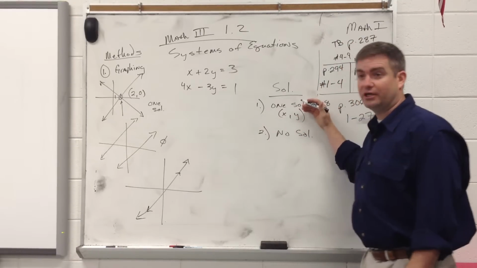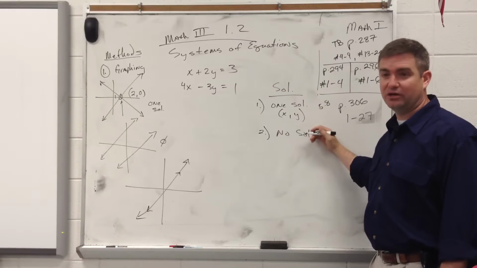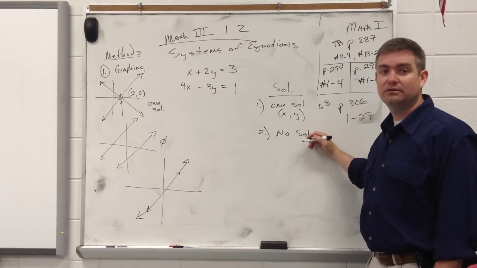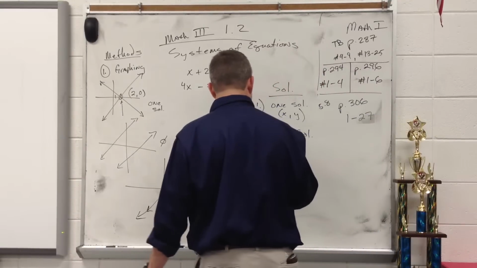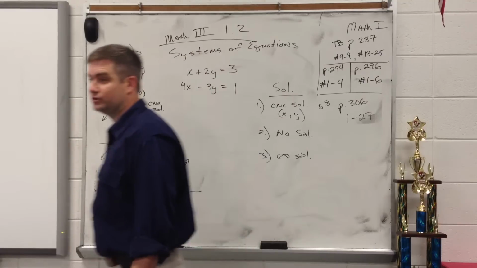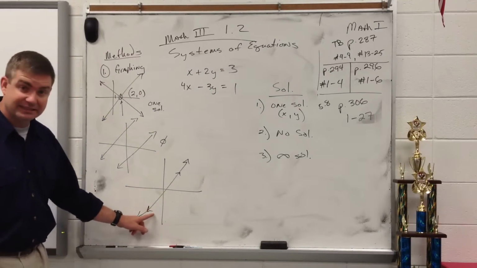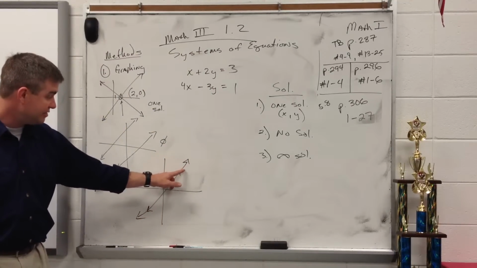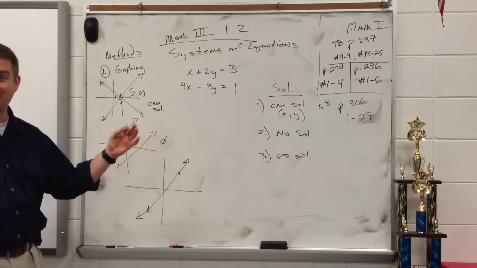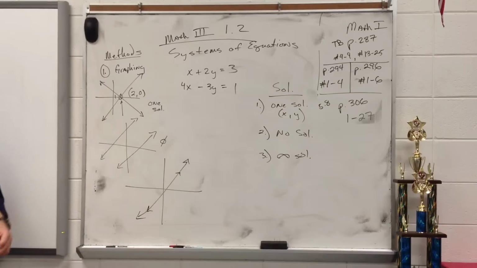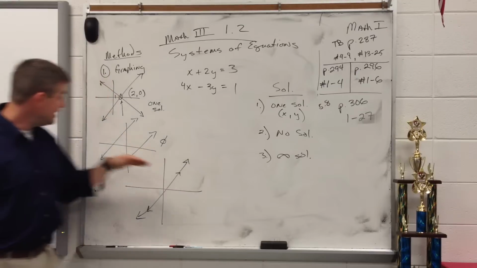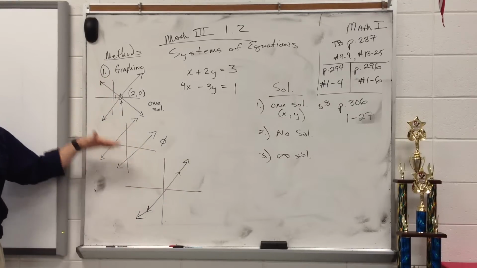So you don't have one solution where they intersect one time. You don't have no solution where they don't intersect at all. How many solutions would you have? Anybody? Infinitely many. Infinitely many solutions. Why? Because look at all the different places that they intersect. Right? They intersect here, here, here, here, here, all the way down. They intersect infinitely many times. Okay? So these are your three solutions. These are your three graphs that you could possibly have.